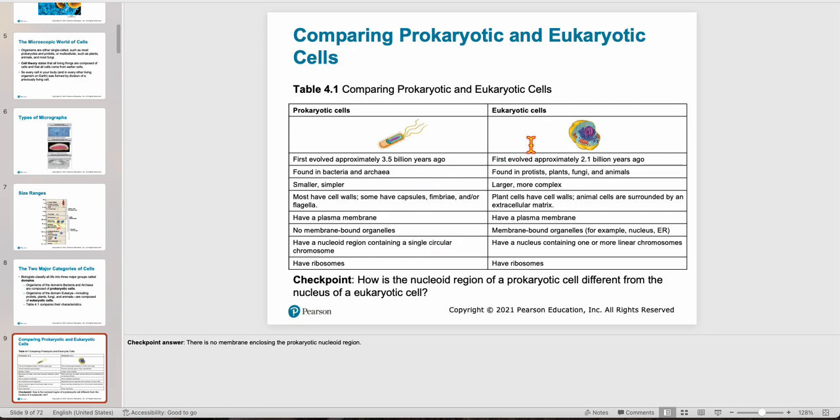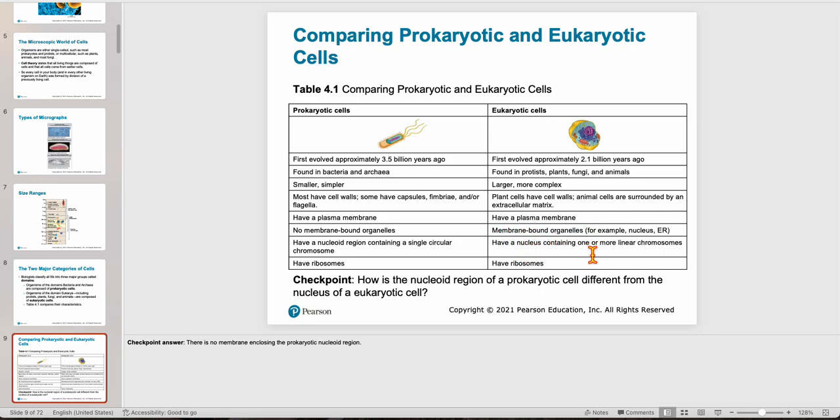Now let's move over to eukaryotes like us. We are very complex, such as protists, plants, fungi, and animals. Plants have a cell wall. Animal cells do not. Then we do have a cell membrane. We do have membrane-bound organelles. That's important. So eukaryotes, like us, have membrane-bound organelles.